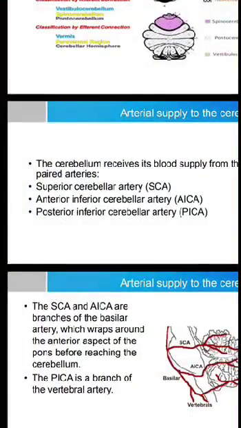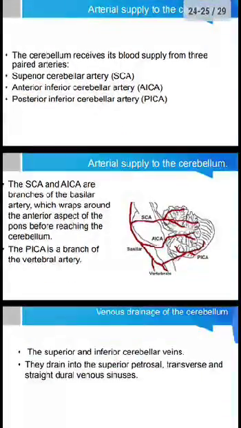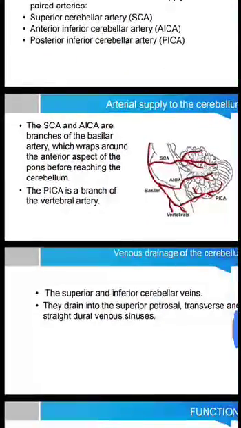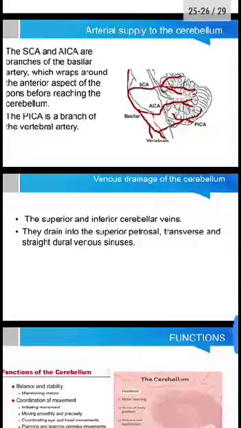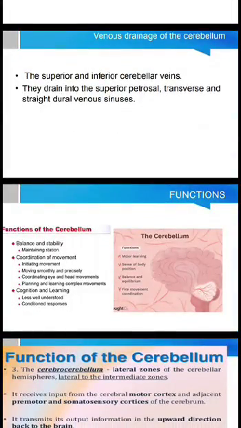Then coming to the arterial supply of the cerebellum, it receives arterial supply from three paired arteries: superior cerebellar artery, anterior inferior cerebellar artery, and posterior inferior cerebellar artery. So they are nothing but branches of the basilar artery. They wrap around the anterior aspect of the pons. The PICA, that is the posterior inferior cerebellar artery, is a branch of the vertebral artery. Then the venous drainage is through the superior and inferior cerebellar veins.